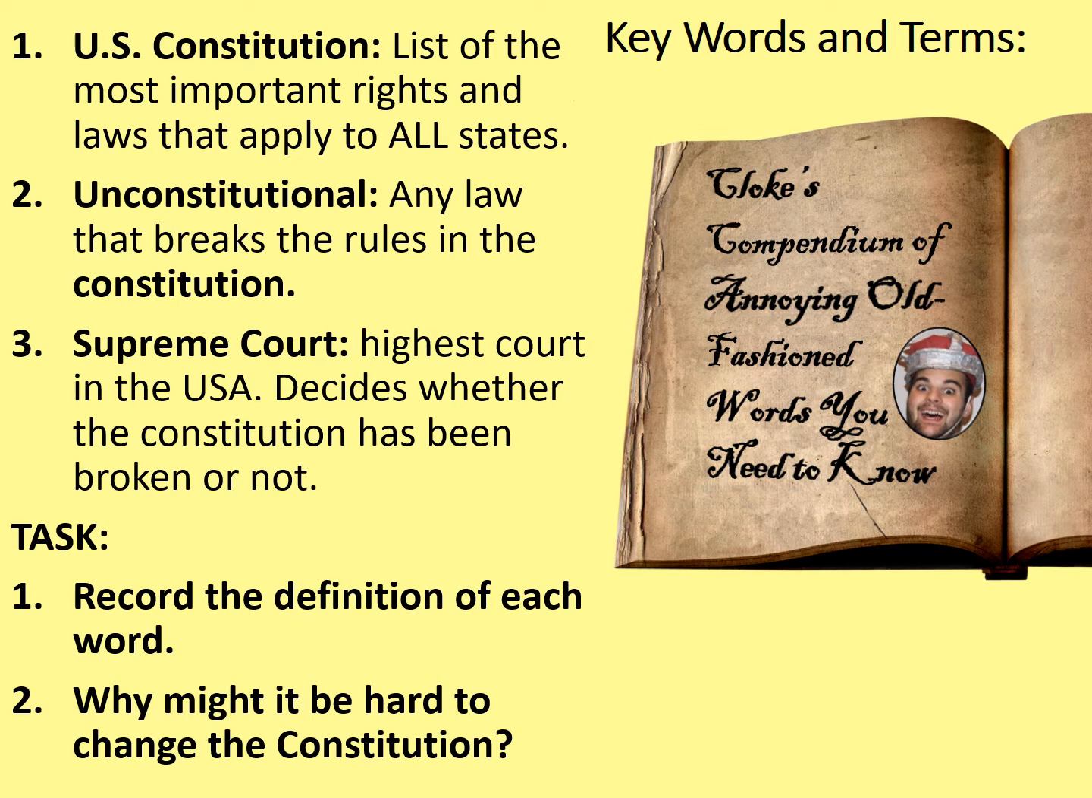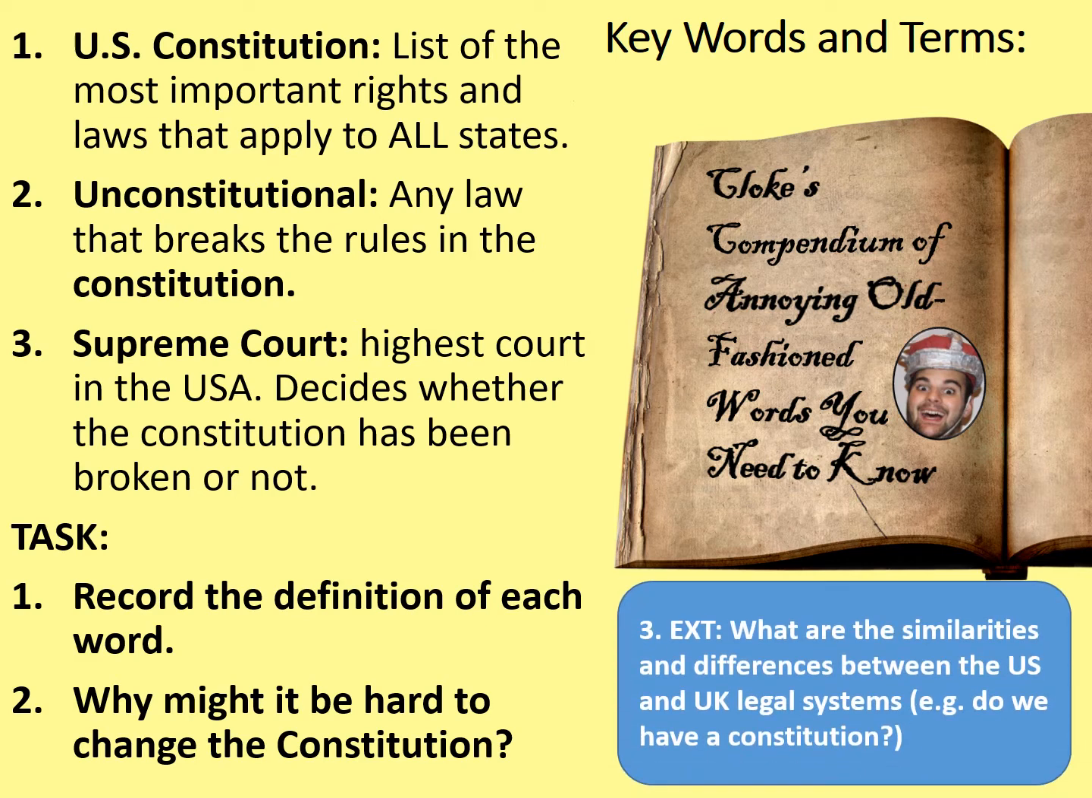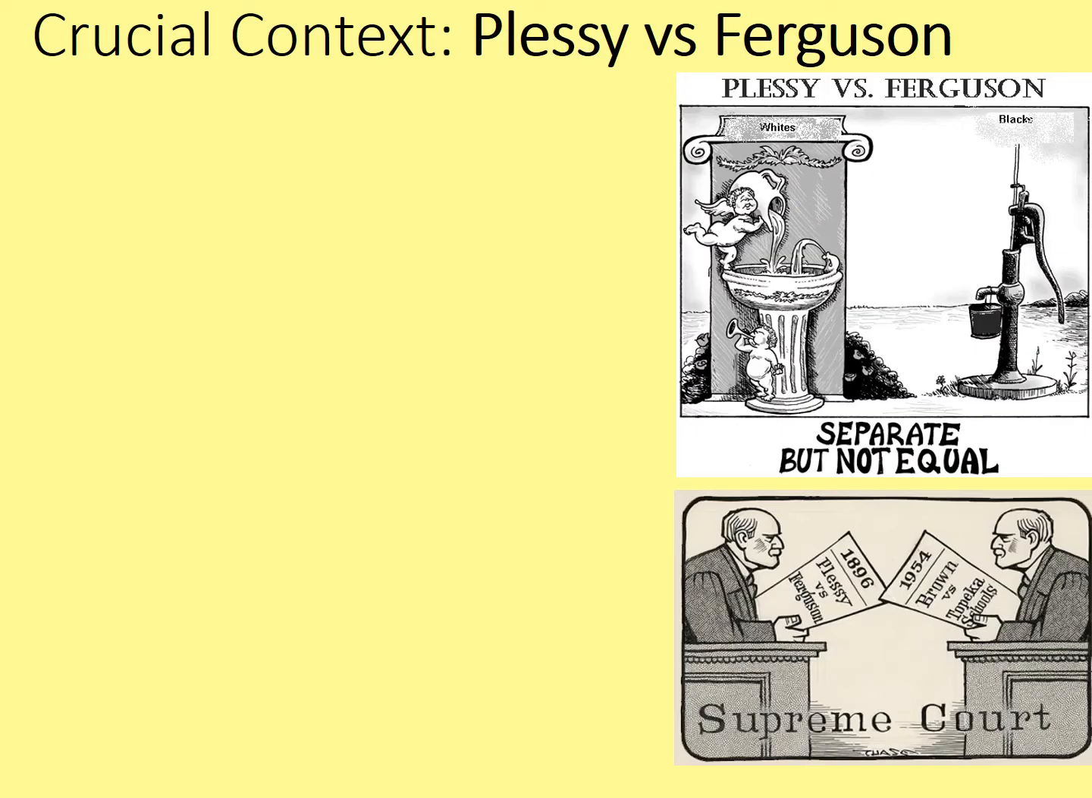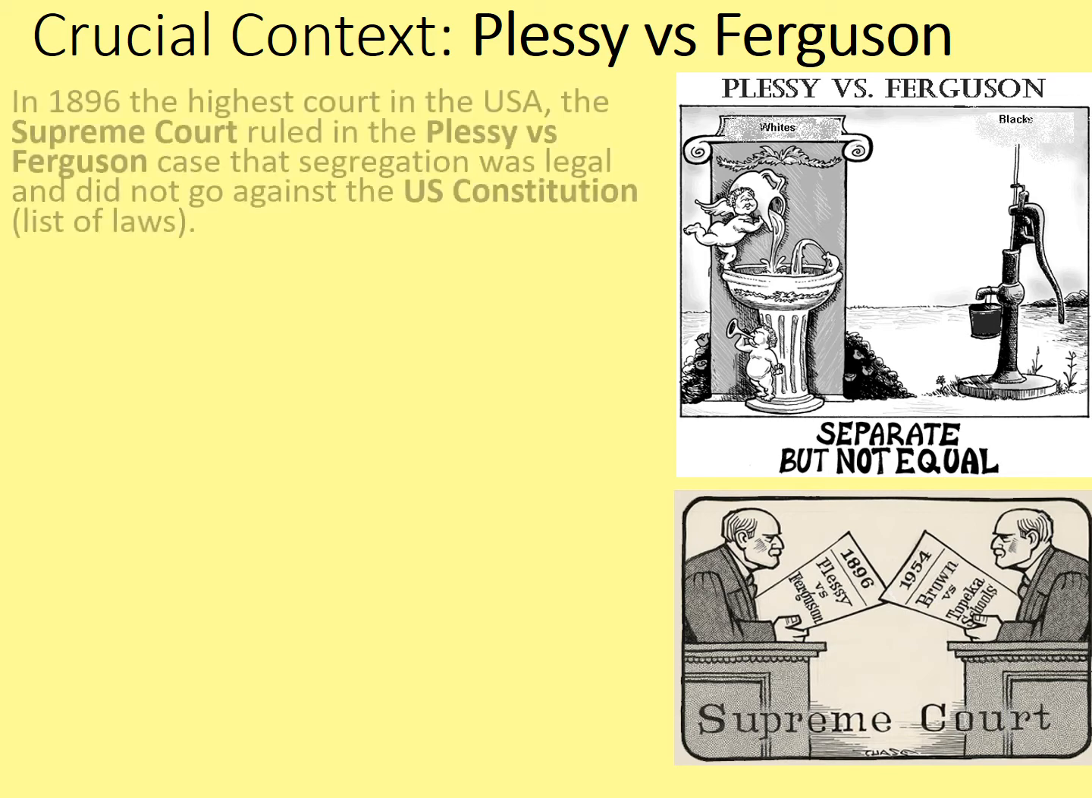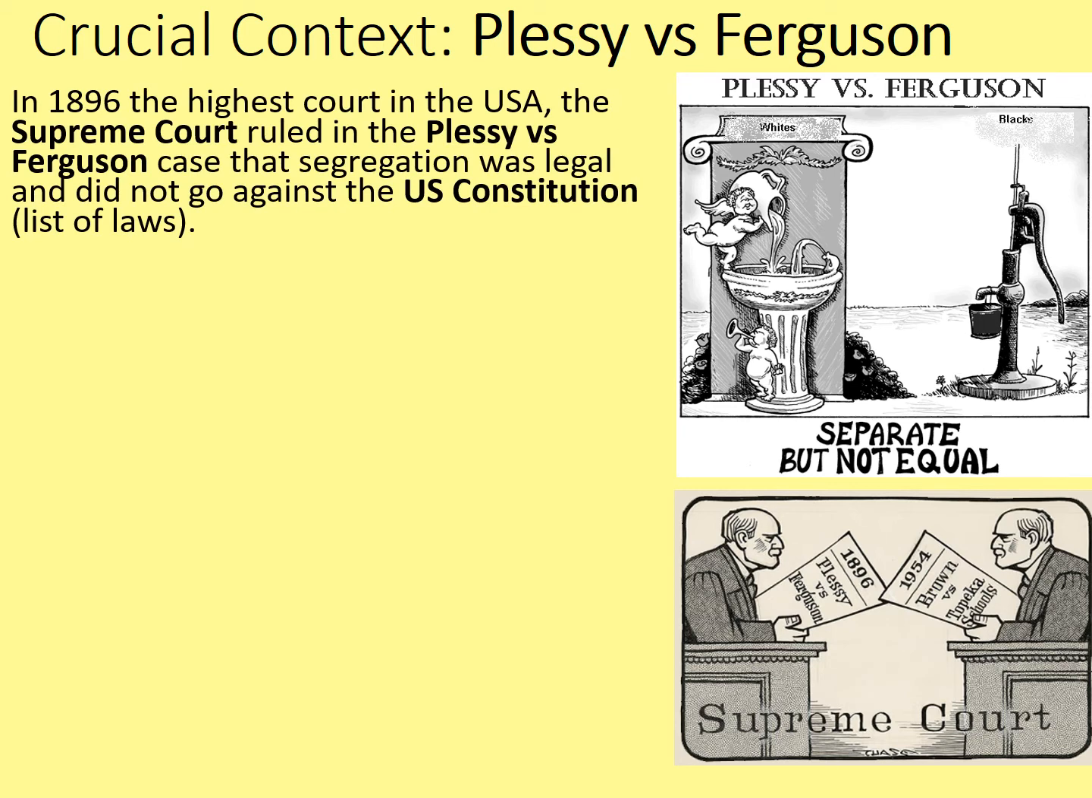Let's consider the situation in education in the 1950s. Here's a bit of crucial context. Firstly, the Plessy versus Ferguson case. Now, although this course really starts in 1854, you can't understand the situation then without first considering the Plessy versus Ferguson case. In 1896, the highest court in the USA, the Supreme Court, ruled in the Plessy versus Ferguson case that segregation was legal and did not go against the US Constitution. Remember, this is the list of laws and rights we mentioned earlier.